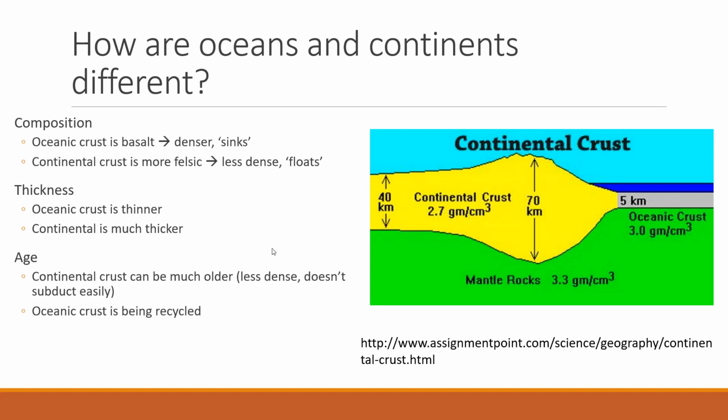And the final major difference is their age. The continental crust is much older. It doesn't subduct, which we're going to learn about today. It doesn't get destroyed, whereas the oceanic crust is constantly being recycled. It is very young in general. The oldest oceanic crust is only about 200 million years old, which we learned last week is very young for the Earth.